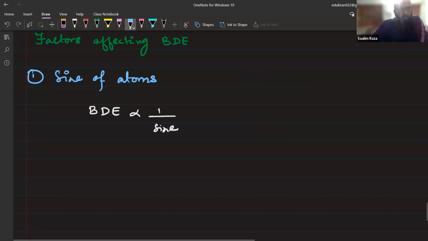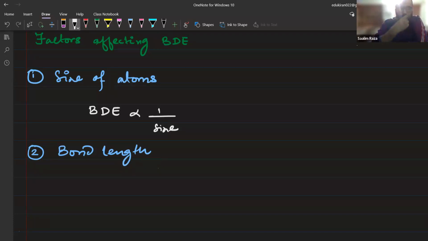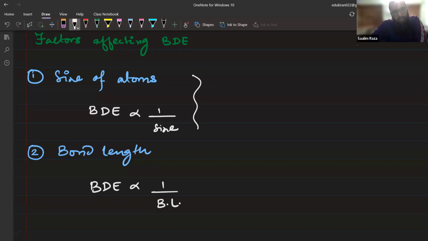Second point that you are going to write, it is basically speaking the same thing. Bond length. So bond length, it is also, I mean, bond length किसके proportional होता है? Size of atom पे, right? So we can also write here same thing. Bond dissociation energy is inversely proportional to the bond length. क्योंकि size of atom बढ़ेगा तो bond length obviously बढ़ेगा. Okay, so these are the two simple factors.